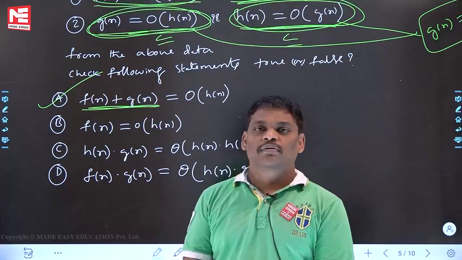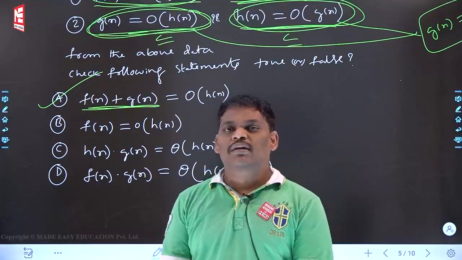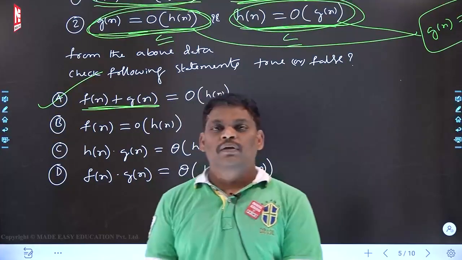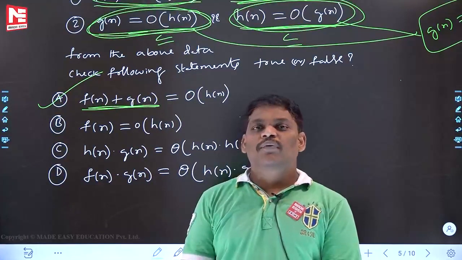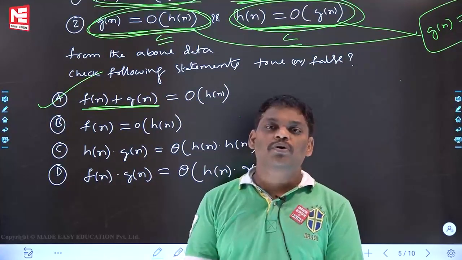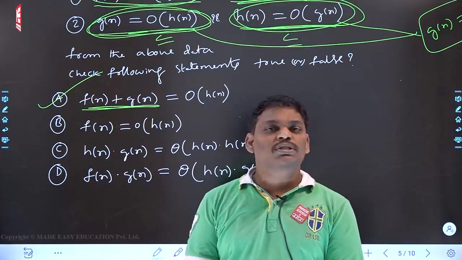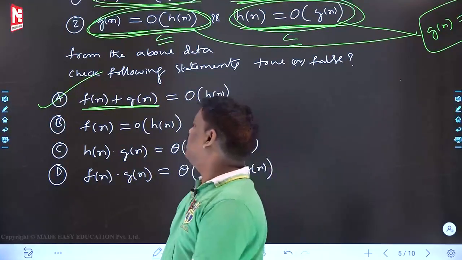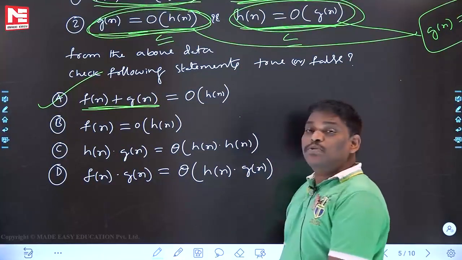Omega, yes. Because on the left and right sides, the bigger function is equal. In option A, if you observe, the left side and right side bigger function is equal. So big O possible, omega possible, theta possible. Small o no chance, small omega no chance. Everyone knows that. Let's go to option B.